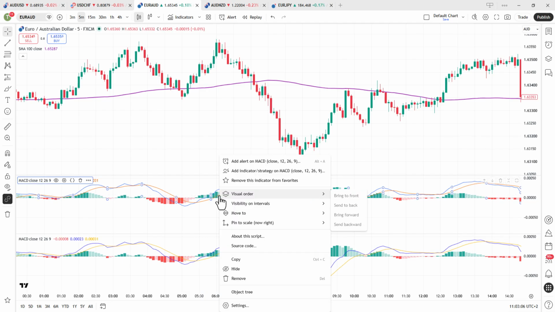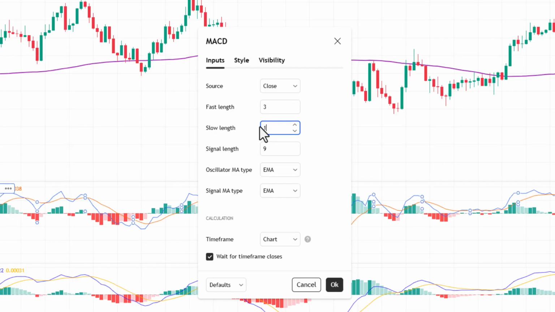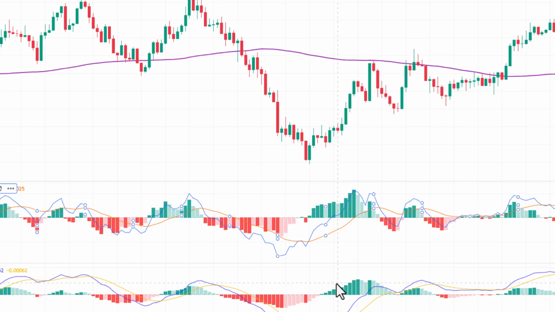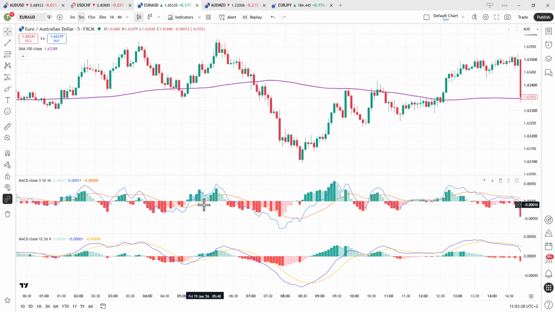Okay, so this one, I will go to Settings, and for the fast length, the default is 12. I'm changing this to 3. For the slow length, I will change this to 10, and the signal length, this one will be 16. Okay, and now we have the tweaked MACD here and the default original MACD here.